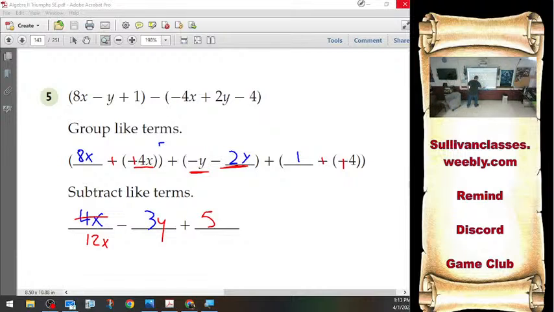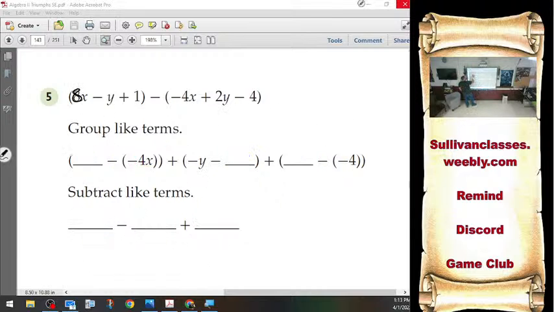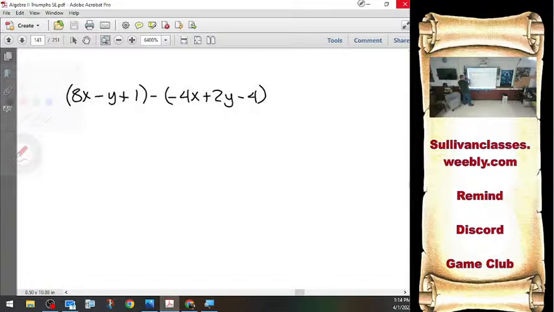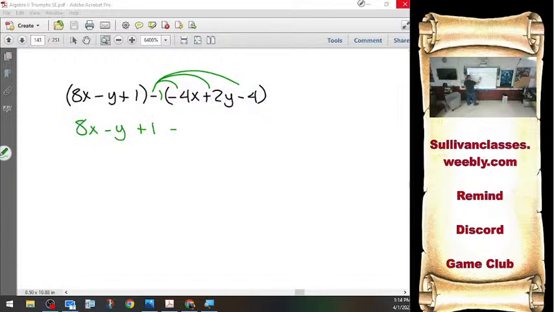Now, what if, Paxton, you said you liked the way that I did it instead. What if I have 8x minus y plus 1 minus negative 4x minus 2y plus 4, in parentheses. And instead, I put my 1 here and said 8x minus y plus 1 plus 4x minus 2y plus 4. How much better does that look? A lot better.